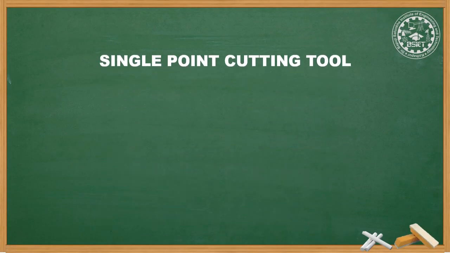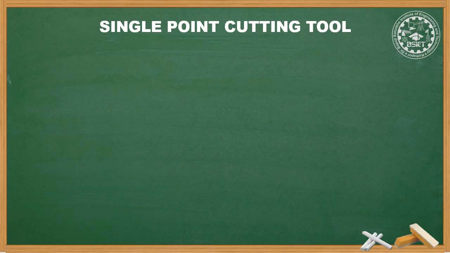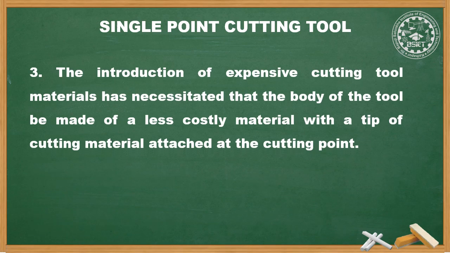The single point cutting tool materials commonly used are high speed steel, cast alloy, cemented carbide and cemented oxide. The introduction of expensive cutting tool material has necessitated that the body of the tool be made of less costly material, with a tip of the expensive material attached at the cutting point. This tip is also known as a tool insert. This is done so as to reduce the cost of the cutting tool.